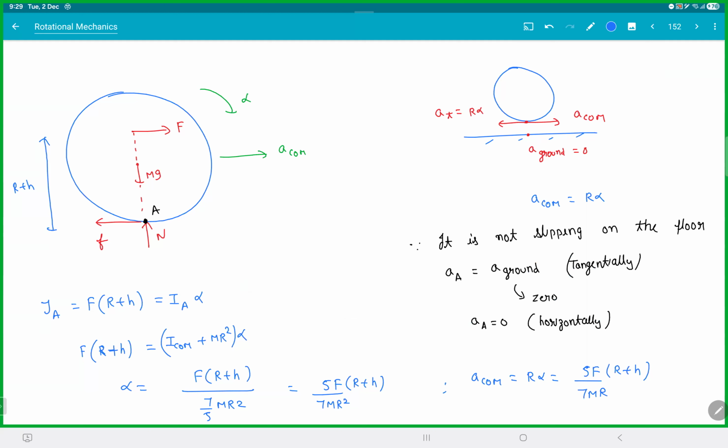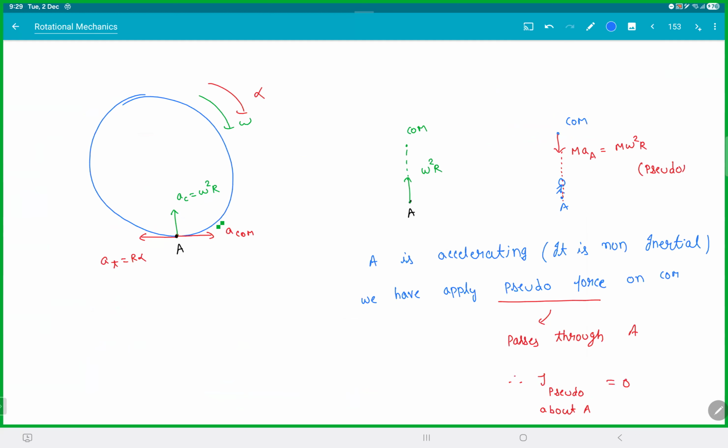Can you write torque about point A? They'll ask something like that. So is A an inertial frame? A is not an inertial frame. A is accelerating, but it still works because of this reasoning.